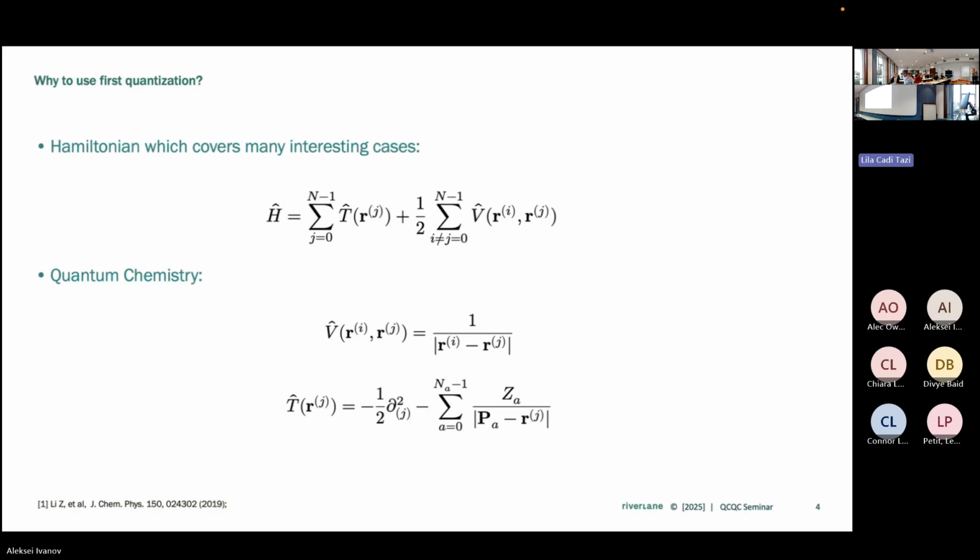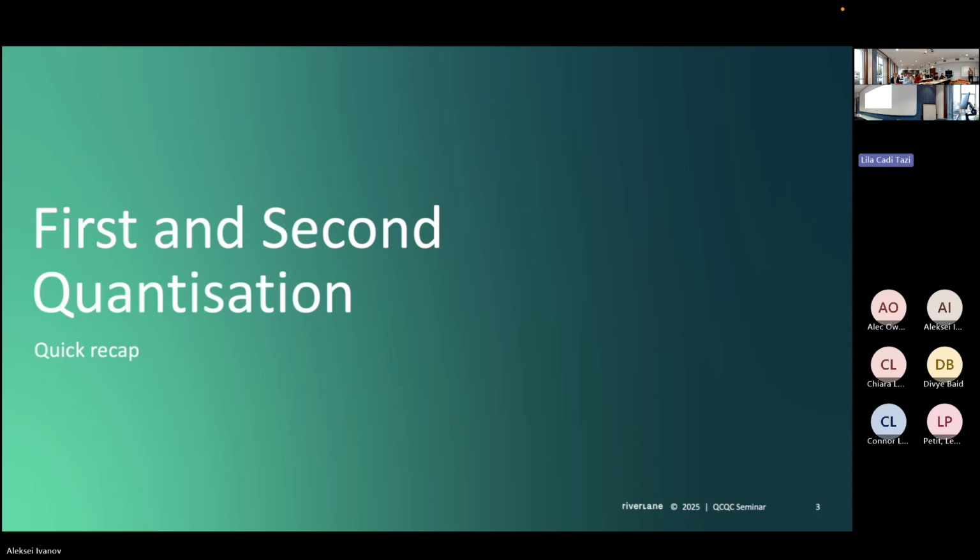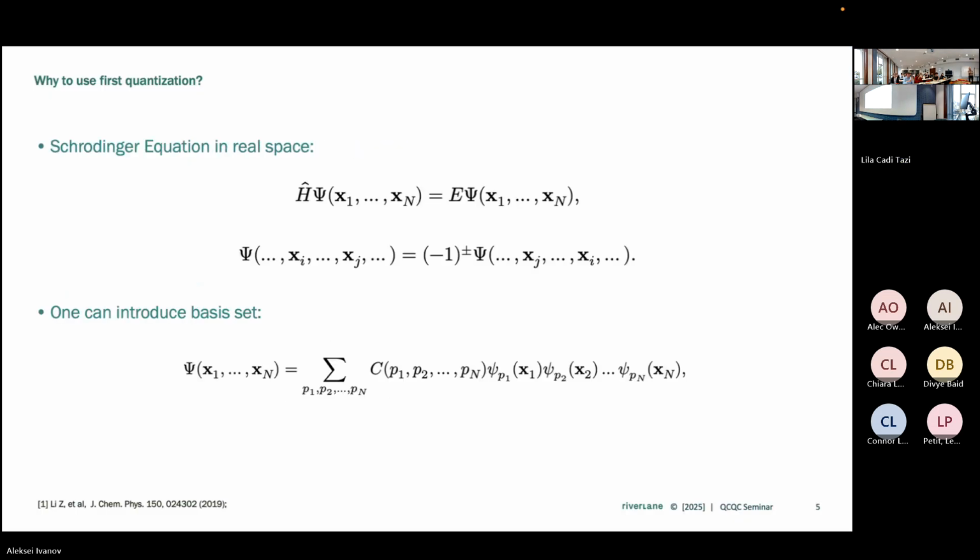Here we wrote this in a real space representation. In quantum chemistry, this will be the conventional Coulomb interaction between electrons. Then you have a kinetic energy operator, and then the interaction of electrons with nuclei. What you can see is there is an explicit dependence on the number of electrons, so operators act on a specific electron.